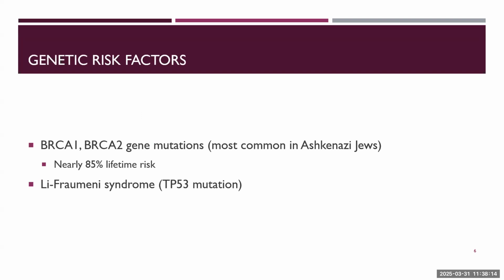There are some genetic risk factors, and about 5 to 10% of patients do have identifiable genetic mutations. So we have BRCA1 and BRCA2 gene mutations, and this is nearly 85% lifetime risk. So if patients have these, there are additional screening things that we won't go into today for the purpose of this lecture, but just want you to be aware that BRCA1 and BRCA2 are not super common, but they can be found in 5 to 10% of patients. And these are passed down through family members. And we also have the Li-Fraumeni syndrome with the TP53 mutation, which is also common.